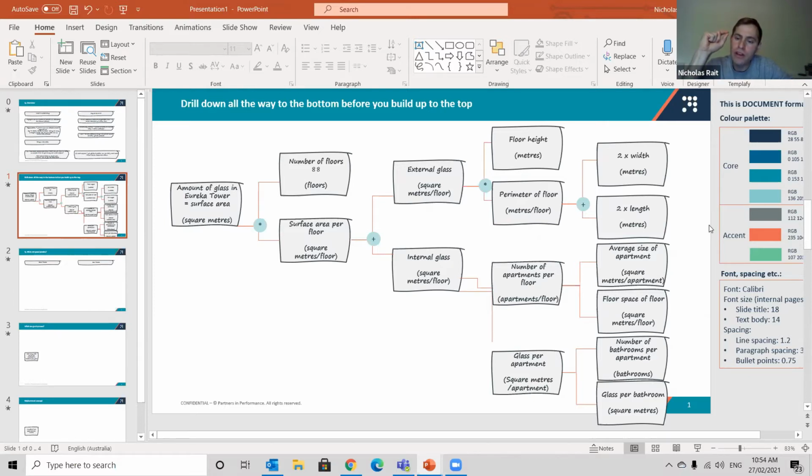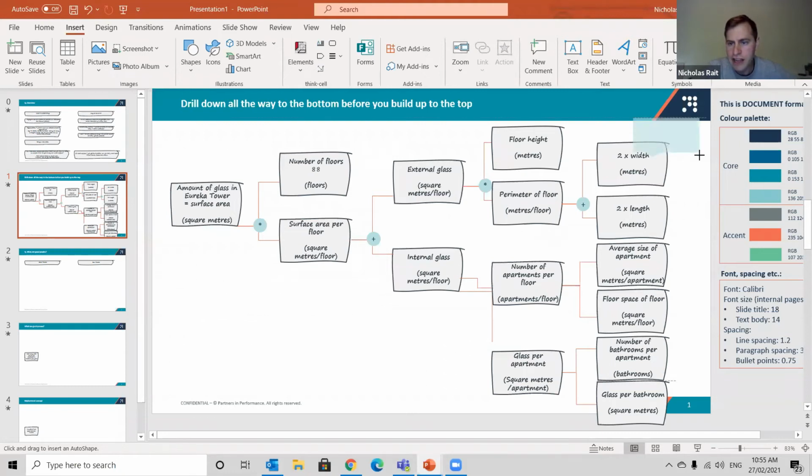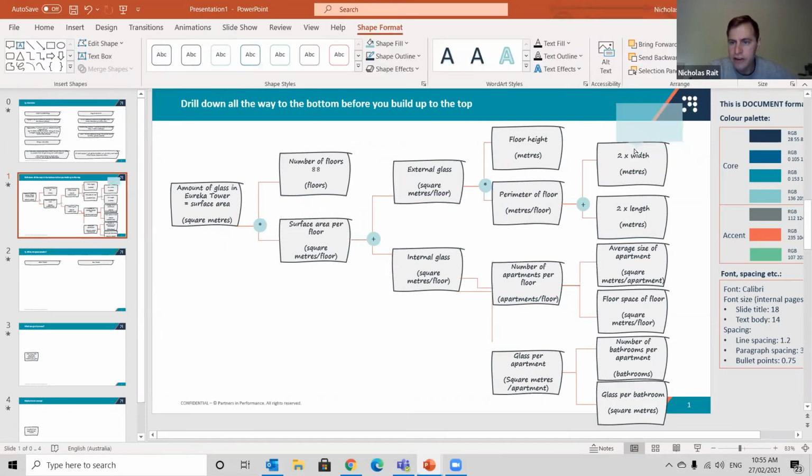Now, one question I have is, where are there interactions inside of this tree? Where are there spaces where the top branch and the number of glasses per floor branch interact? Yeah, so floor space of floor. What you've got here is, let me do this as a call out box. So that needs to be consistent with internal floor space calc.